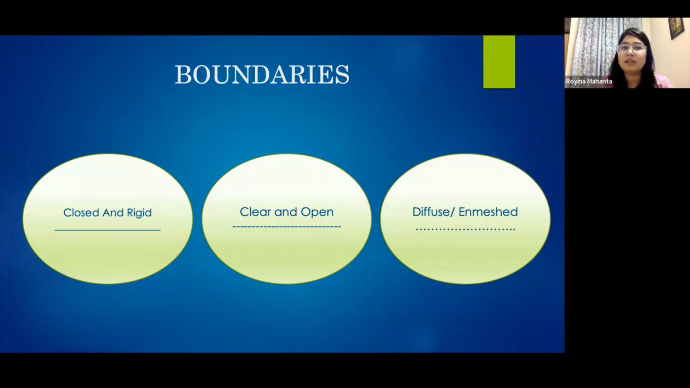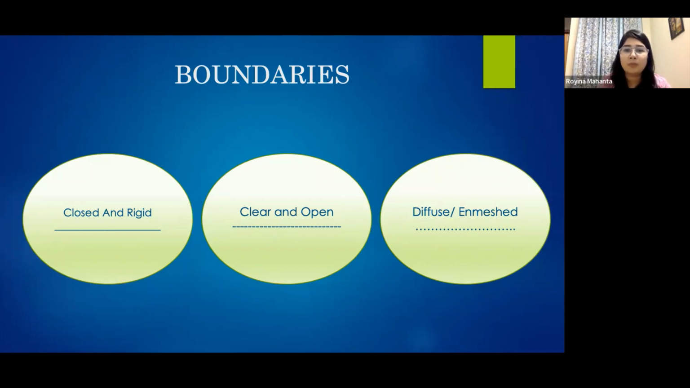So usually, if we come across a family that has closed and rigid external boundaries, it is likely that the internal boundaries would be diffuse and enmeshed. That is, they interact more with each other than with other people outside the family. And similarly, if the external boundaries are diffuse or enmeshed, it would usually mean that there is very little to no interaction, and that would mean that there are closed and rigid boundaries between the family members. So they seek those interactions and relationships outside of the family.